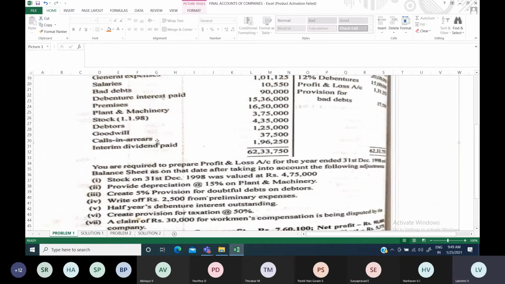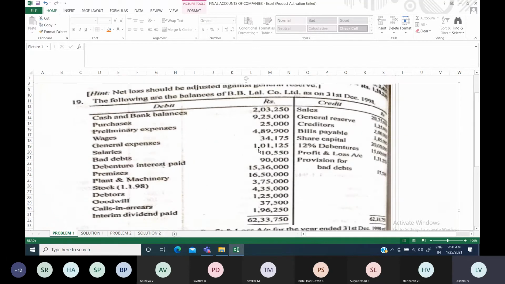Calls in arrears actually has to be deducted from share capital; it will appear only in the balance sheet. Interim dividend paid will come under P&L appropriation. For that dividend you have to provide dividend tax, and then transfer to general reserve. Anything given like this goes to P&L appropriation, on the debit side actually. So that's all for your debit balances.